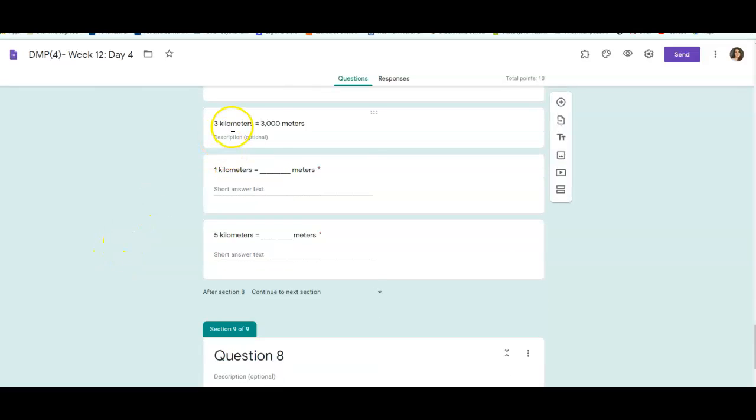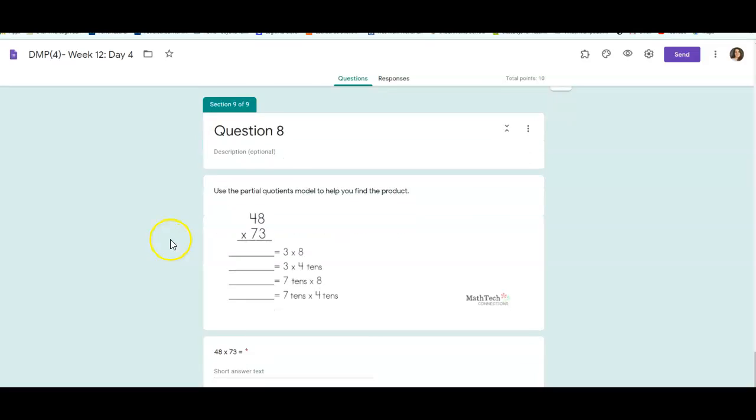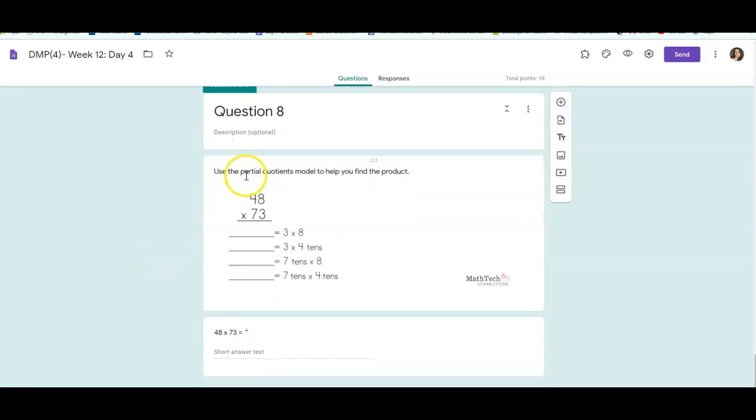Question 7. 3 kilometers is equal to 3,000 meters. So how much is 1 kilometer? How much is 5 kilometers? Type your answer. And last question. Use partial quotients, it's actually partial products model, to help you find the product. So we're doing 3 times 8. 3 times 4 tens, 7 tens times 8, 7 tens times 4 tens. Add those all up, and that gets you your answer.